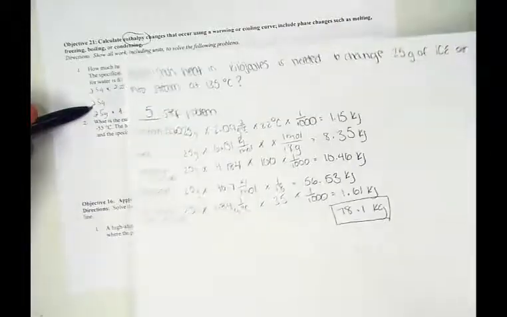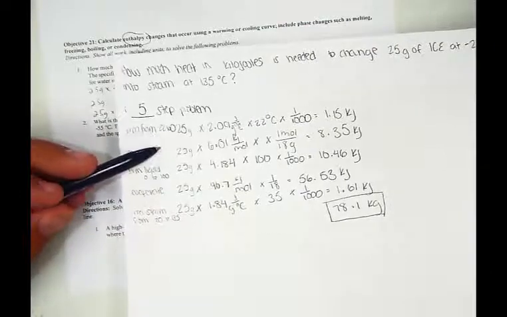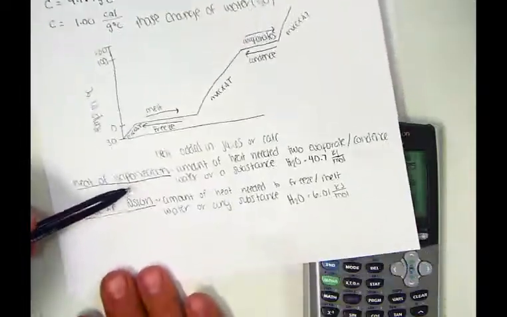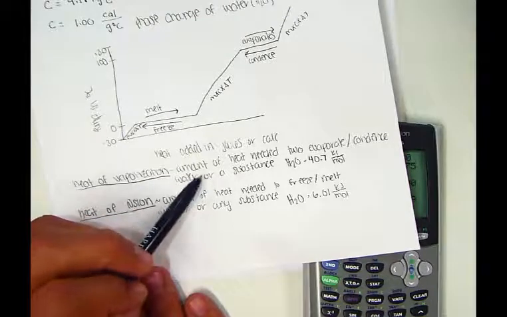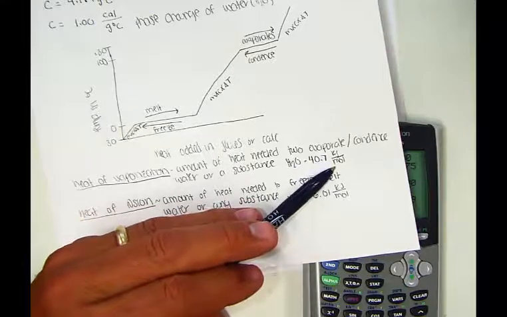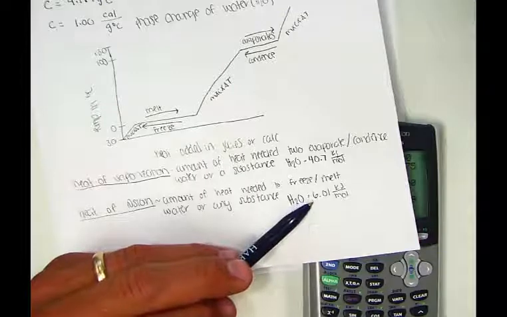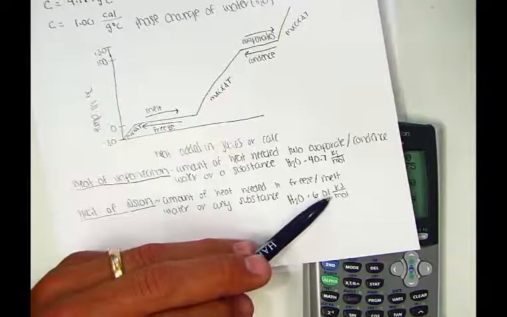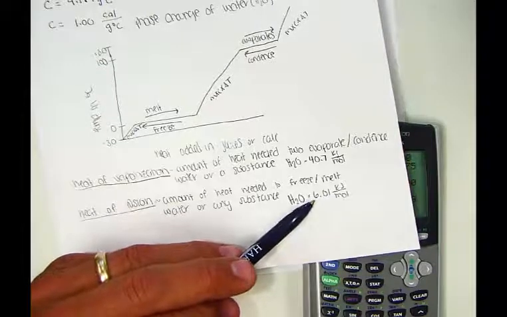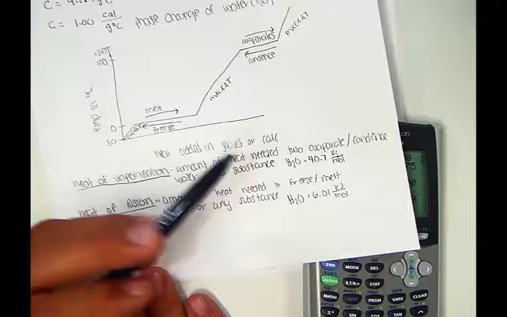The melting portion of it and the evaporating, we have to consult the heat of vaporization and the heat of fusion. They are written on this side. The heat of vaporization for water is 40.7 kilojoules per mole. We'll have to deal with that mole. And the heat of fusion, when we're melting it, is 6.01 kilojoules per mole. It takes a lot less energy to melt something than it does to actually make them jump out of the container and actually evaporate.